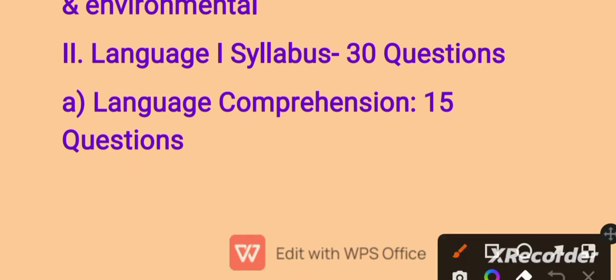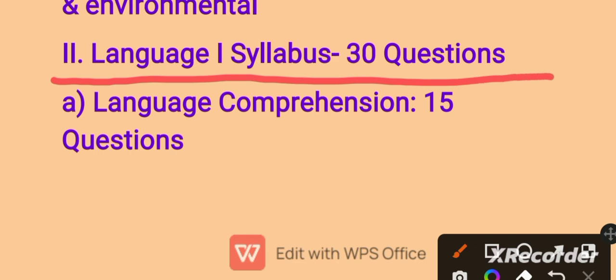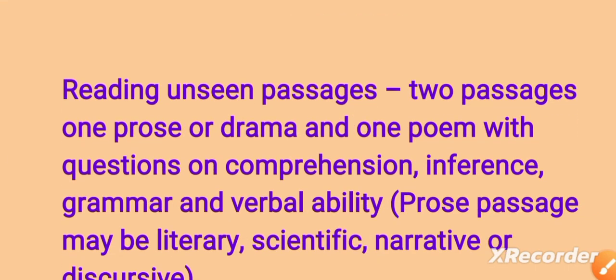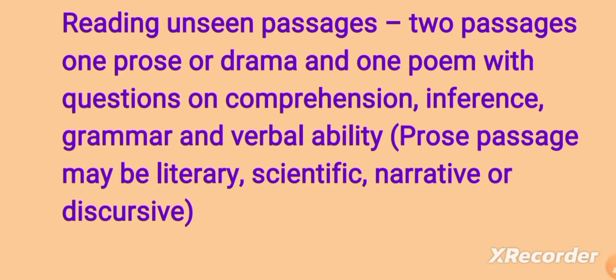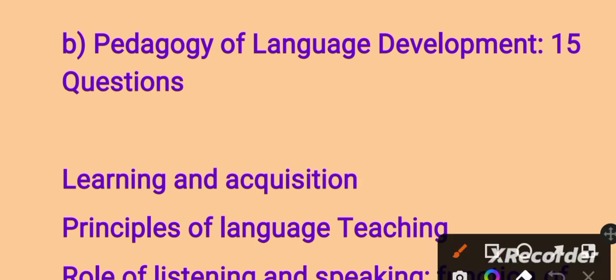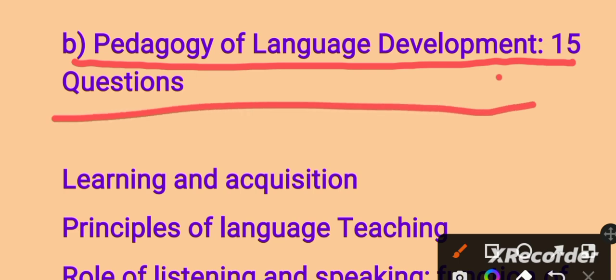Now let's see the next, which is the Language First syllabus, with 30 questions. Now let's see the bifurcation of those 30 questions. First is language comprehension for 15 questions, meaning 15 marks. In that, reading unseen passages, 2 passages, 1 prose or drama and 1 poem, with questions on comprehension, inference, grammar and verbal ability. The prose passage may be literary, scientific, narrative or discursive. On that only 15 questions are there. Now the remaining 15 questions depend on pedagogy of language development.